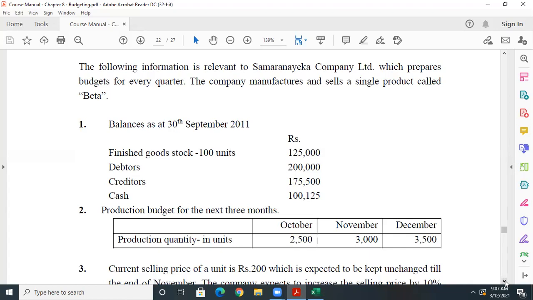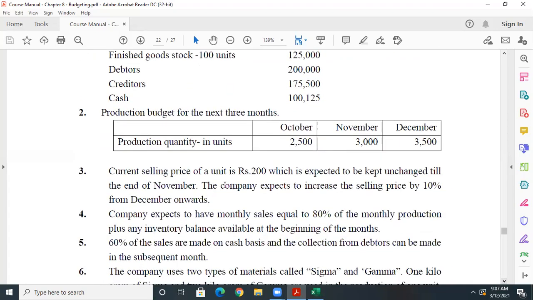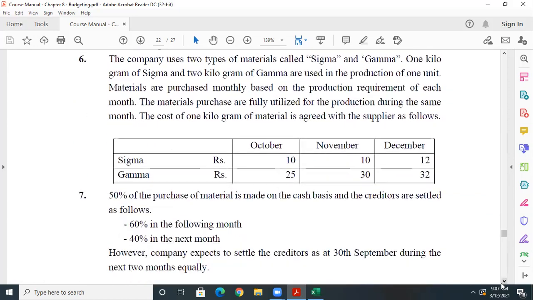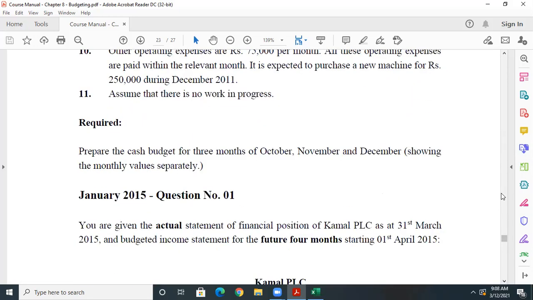The balance as at 30th September 2011, the finished goods stock, is 100 units. The debtors, creditors, cash, everything is given. The production budget for the next 3 months is provided. The selling price per unit is 200, which is expected to be kept unchanged till November. Then the company expects to increase that. Then you have the monthly sales equal to 80% of the monthly production plus any inventory balance available at the beginning of the month. So likewise, you are given information. No need to read each and every one, but the requirement is to produce the cash budget.